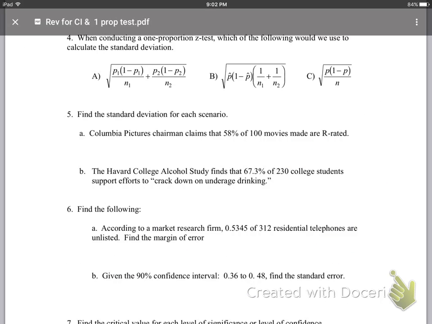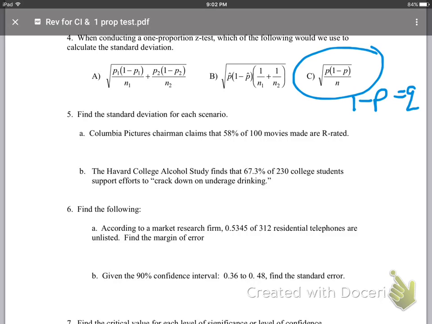Okay, so here they ask which one is the formula for standard deviation. And for one proportion, it's this guy right here, because remember 1 minus P is equal to Q. All right? So let's go over here to number 5, where they want us to find the standard deviation.